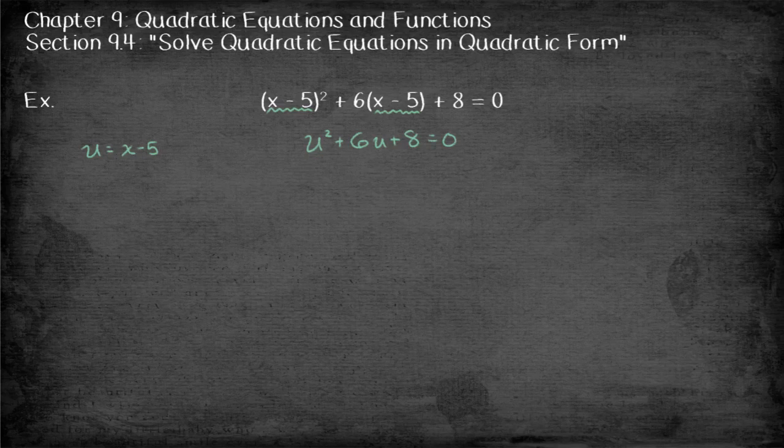And let's see, how do I solve that? I can factor it. I can say u plus 4 times u plus 2, because I know 2 times 4 is 8, and then 4 plus 2 gives me 6, so that's all good. And just solve. And now at the end we go back to our original equation.